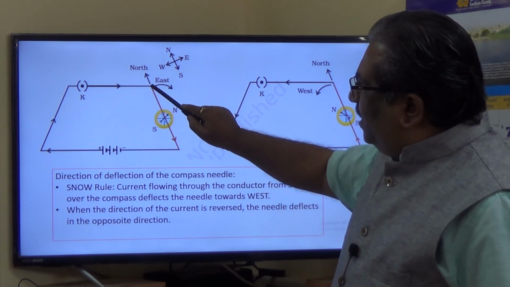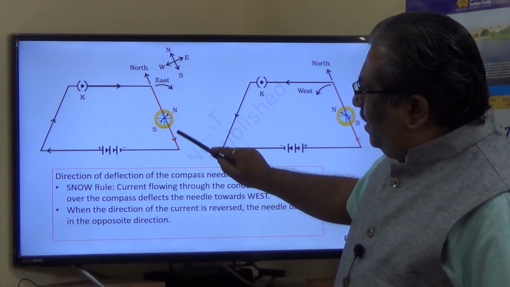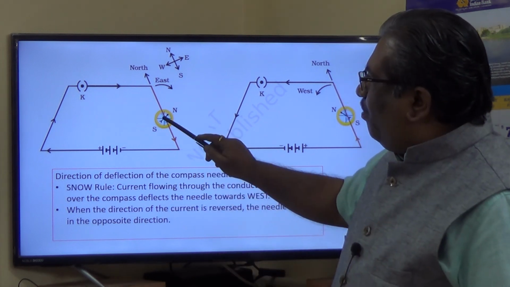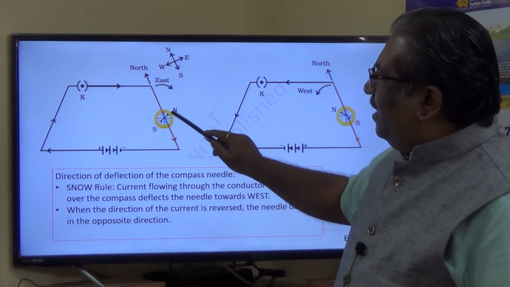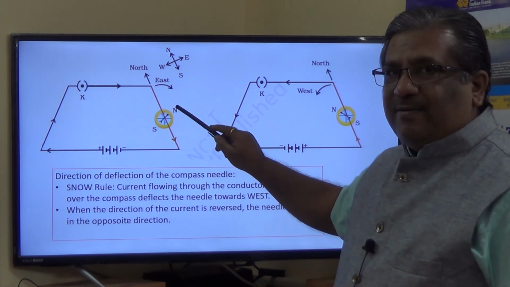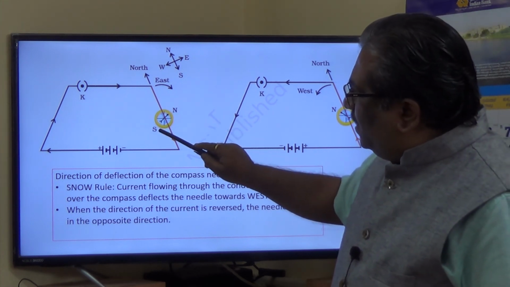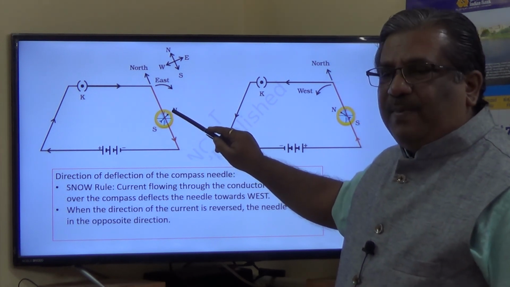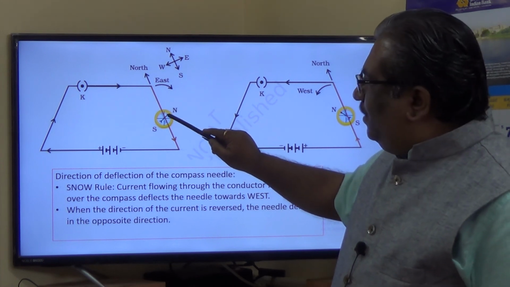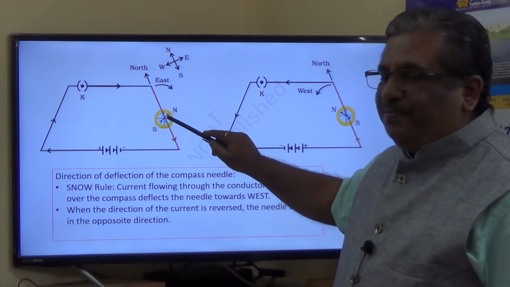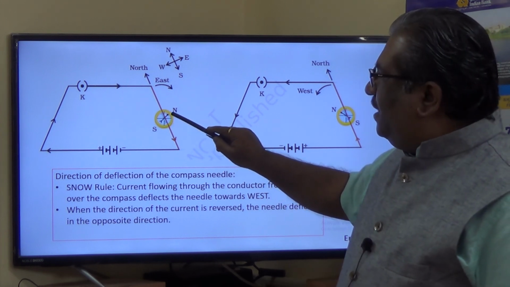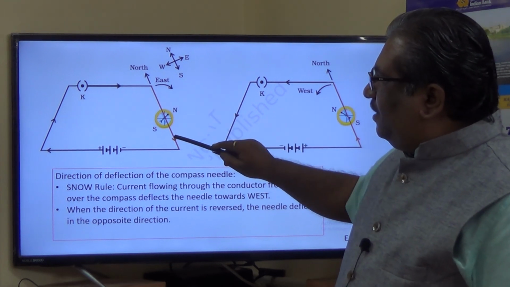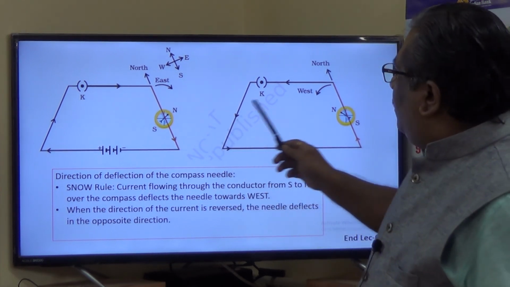If the current flows from this end to this end, the needle of the compass, which is below this conductor, points towards the east here, and therefore this is how it has pointed out. Why is it shown north-south here? Because this arrow generally points towards the geographical north, and therefore this is the north pole of this compass. It is a pointer basically. So now the pointer has pointed towards the east because it is kept in the vicinity of the conductor that carries current. Now come to this diagram here.